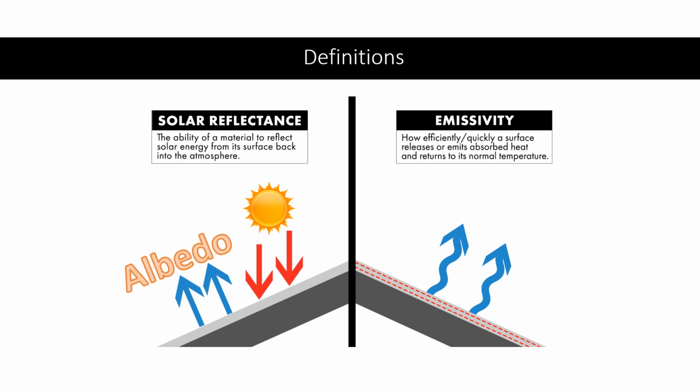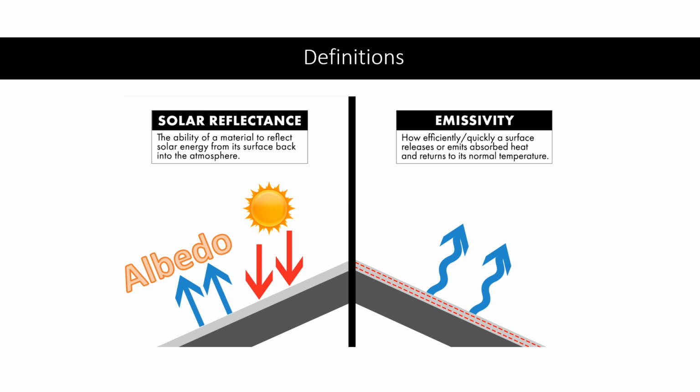Albedo. The albedo effect is the result of solar reflectance and is the ability of a roof to reflect sunlight away from a building, which can help reduce energy costs and improve a building's energy efficiency. It can also help to mitigate the urban heat island effect and reduce the need for cooling energy.